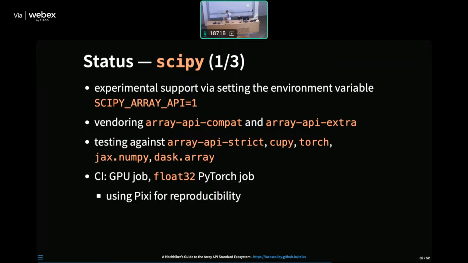In SciPy, we have experimental support. It's been here for quite a few releases now, and we just keep expanding the API coverage. You just set this environment variable, SciPy Array API. We're vendoring these libraries currently, Array API Compat and Extra. And yeah, we're testing against lots of different libraries in our CI. Pixi is really nice for making our GPU jobs there. Yeah, that all works nicely.